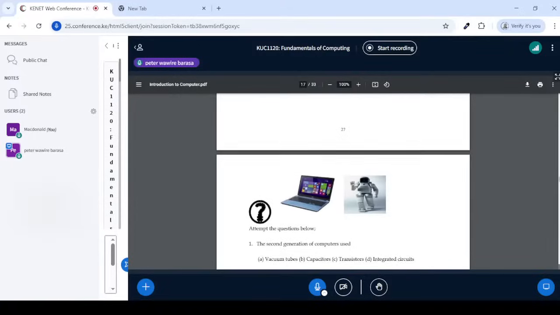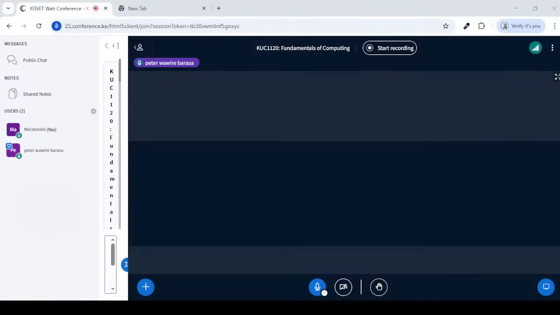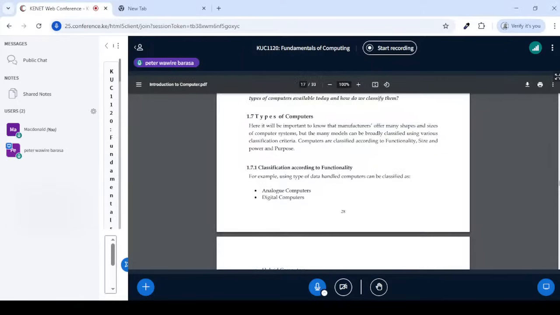So today we are going to delve into it, and I told you that you join. I hope most of you are able to join. If you want to get the notes, you have to join the eLearning portal and be able to get what is supposed to be there. So this morning, we are going to look at the types of computers.